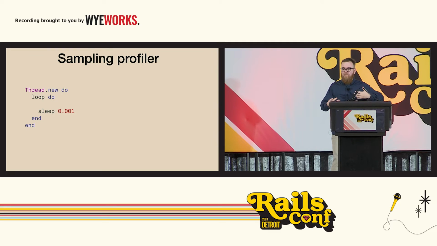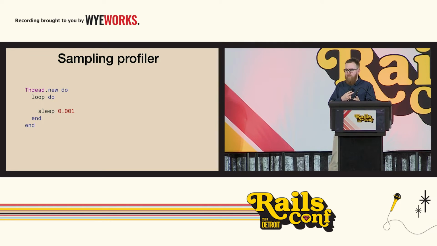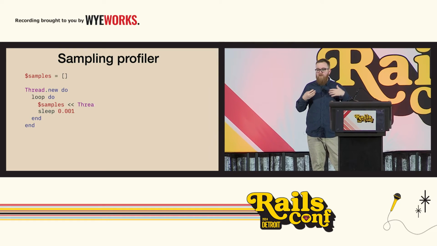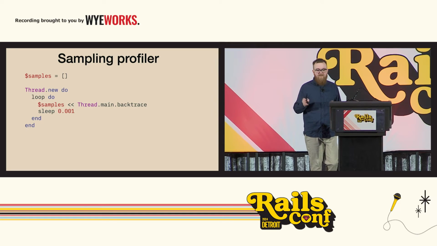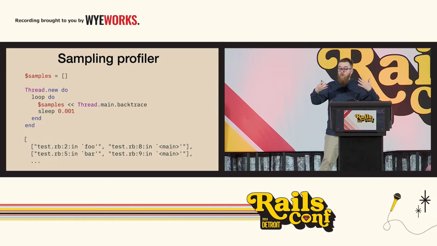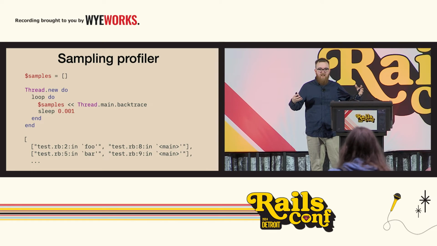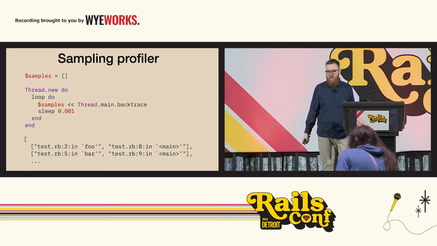So a sampling profiler works by having a loop with an interval where we do something every so often, which could be called the interval or the sampling rate. And then every so often, what we want to do is take a sample. So in this case, we're grabbing a backtrace from the main thread and saving it into an array. As our program runs, we'll collect these samples, which are, again, as if we'd looked at caller or raised an exception at that point in time.